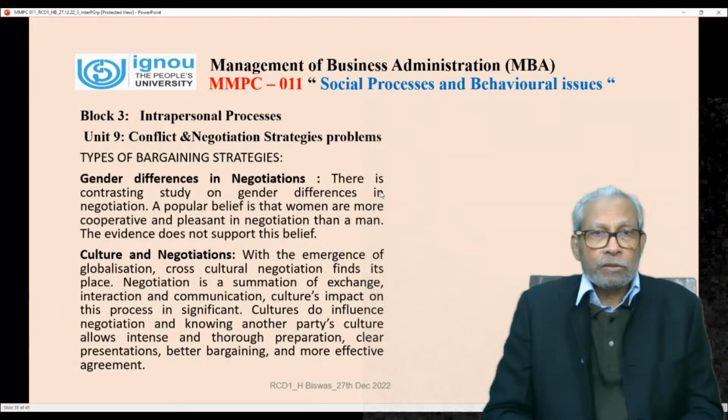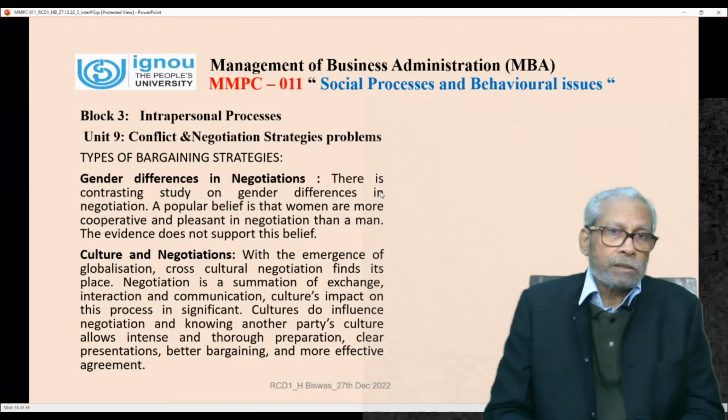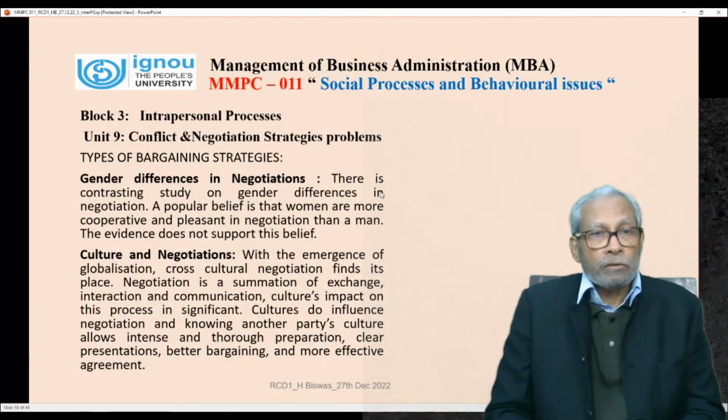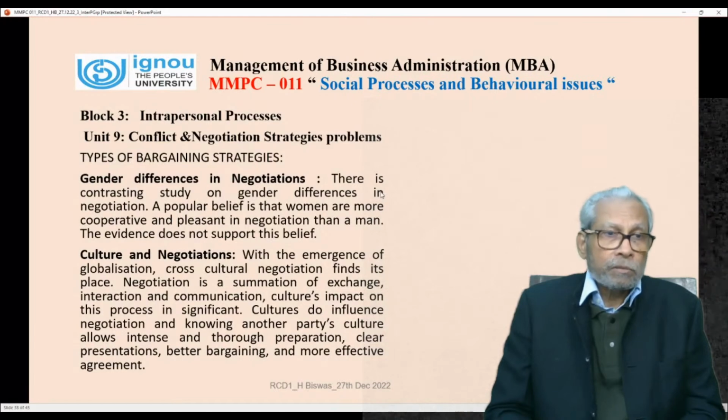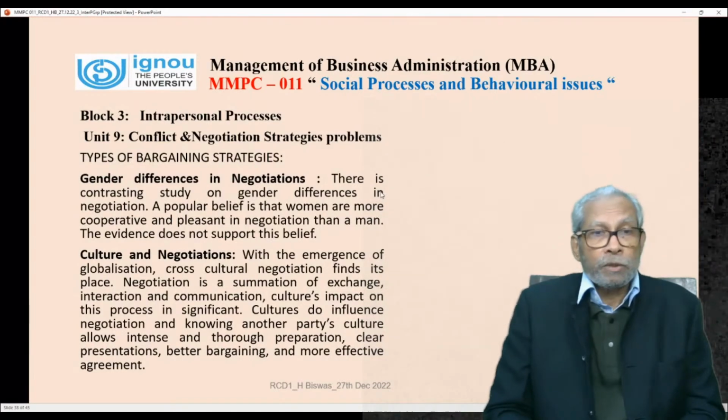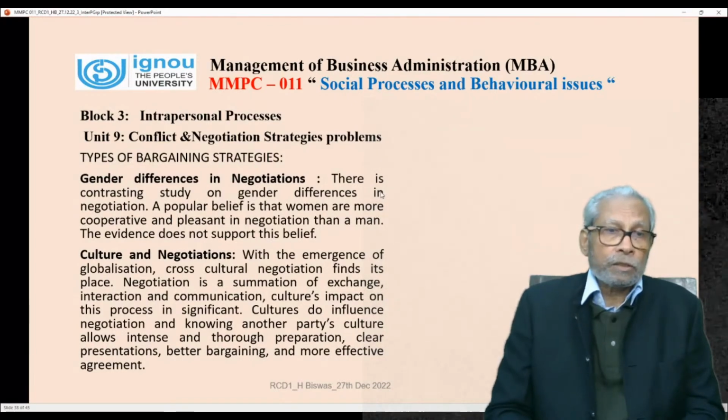Gender difference in negotiations: sometimes there is a constructive study of gender differences in the negotiation part. Then culture and negotiations is another emerging area because of globalization, with cross-cultural negotiation exchange. So this is also an area of our bargaining strategies here.